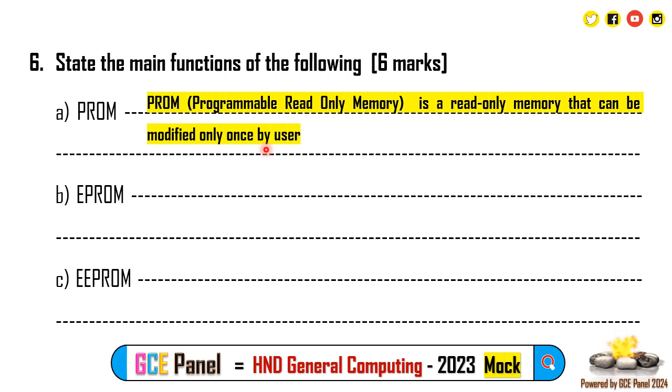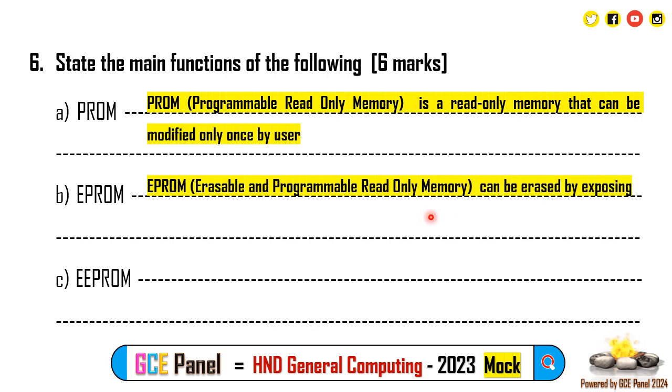Now what about the EPROM? E is erasable and programmable read-only memory. With this one, it can be erased by exposing it to UV light for about 40 minutes. So it's programmable such that you can erase it by exposing it to ultraviolet light for about 40 minutes.